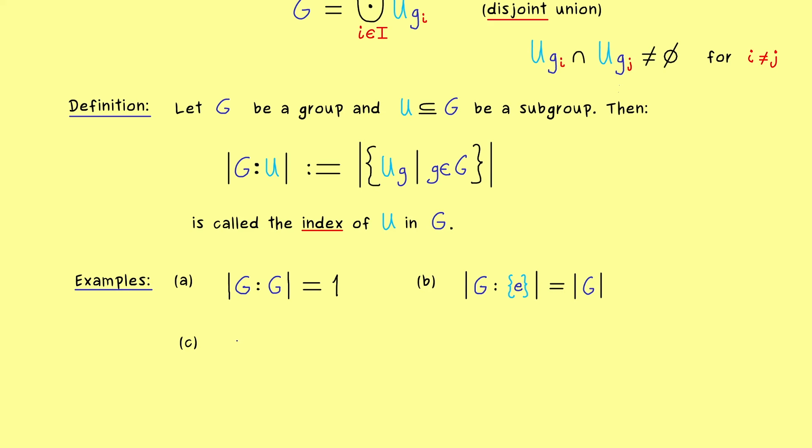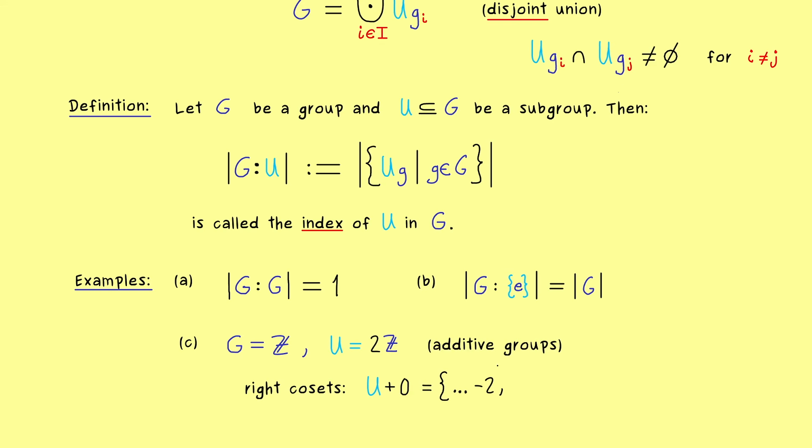So maybe let's go to a more concrete example, namely the integers with the addition. And there we already know that 2Z is definitely a subgroup. However, since we have the addition as the group operation here, the notation for our right cosets should be different. So for example, the right coset with respect to the neutral element would be written as U plus 0. And this just gives us our subgroup U, which means the even integers.